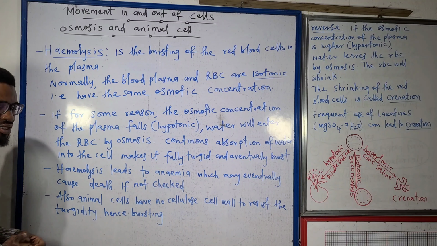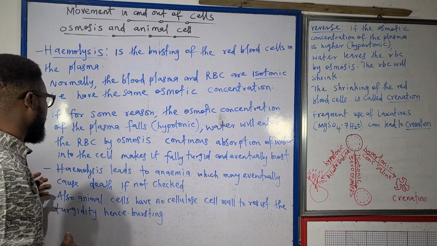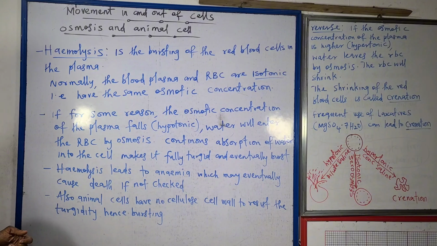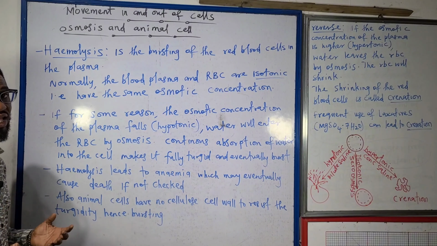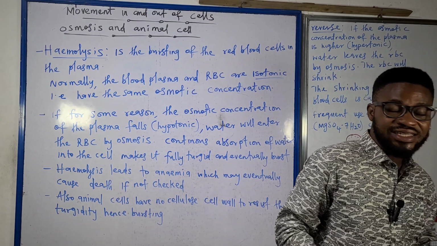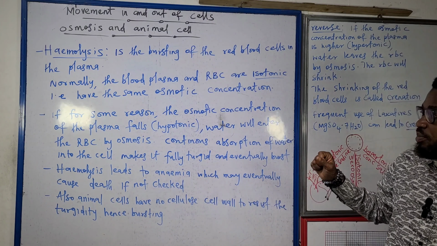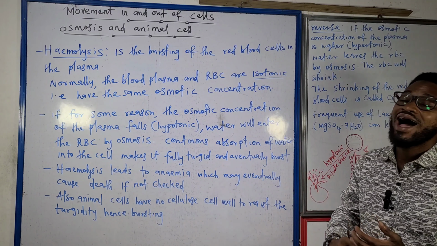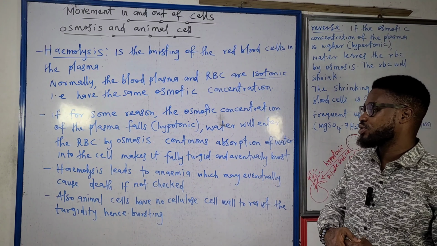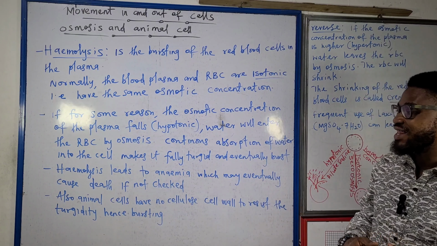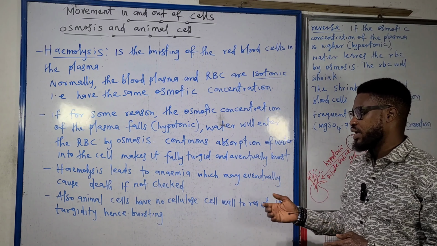Since hemolysis leads to bursting of the red blood cells, we say hemolysis leads to anemia, which may eventually cause death if not checked. You know, when we say anemia, anemia talks about shortage of red blood cells. So since hemolysis is leading to the bursting of the red blood cells, if hemolysis occurs and a significant amount of red blood cells had actually burst, that is going to be what? Anemia, and if not checked, may cause death.